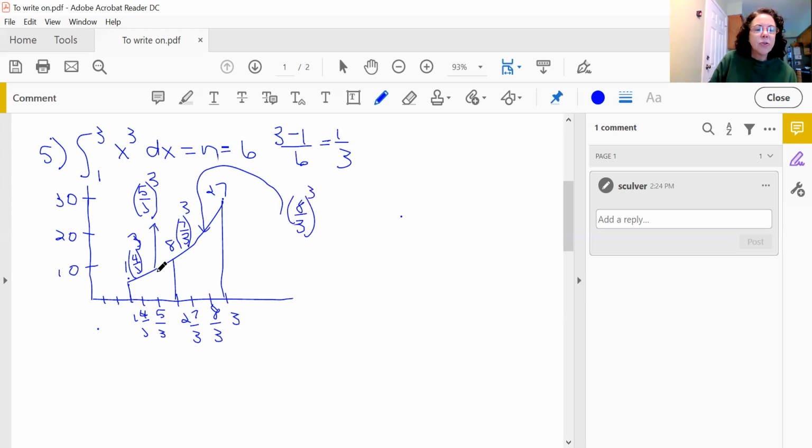Okay, let's draw those trapezoids. So there's our first one, there's our second one. There we go. So here are our trapezoids if we connect these y values here. Okay. All right, let's go ahead and over here, we'll do the math vertically for each trapezoid.